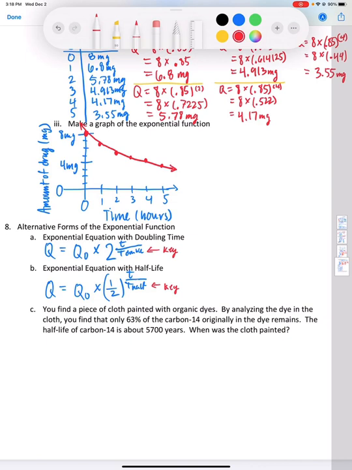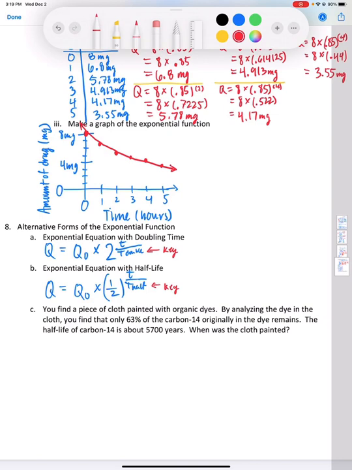Let's go ahead and apply this to real life. You find a piece of cloth that was painted with organic dyes. By analyzing the dye in the cloth, you find that only 63% of the carbon-14 originally in the dye is remaining. Remember that carbon-14 is present in all living organisms, but doesn't start to decay until the organism has died. So once the dye is painted in the cloth and left alone, the carbon-14 will decay. The half-life of carbon-14 is about 5,700 years. So when was the cloth painted?